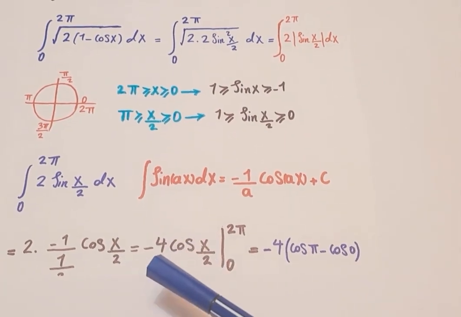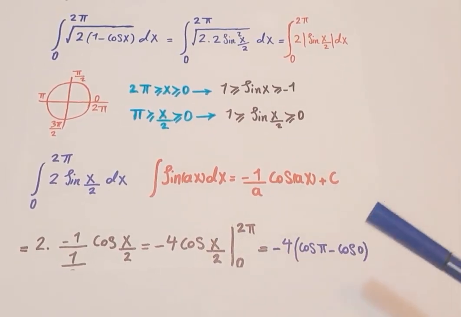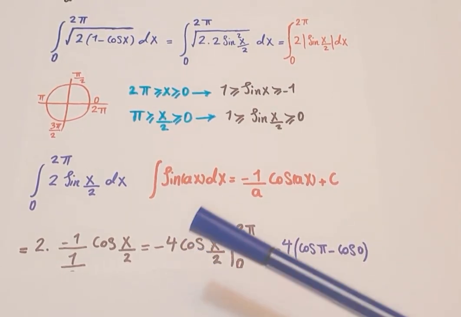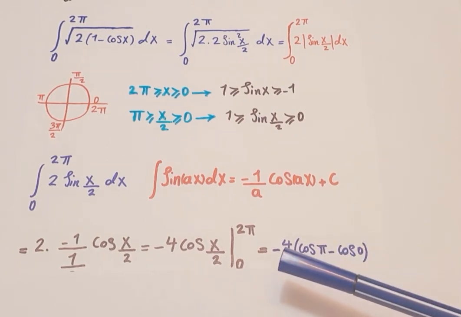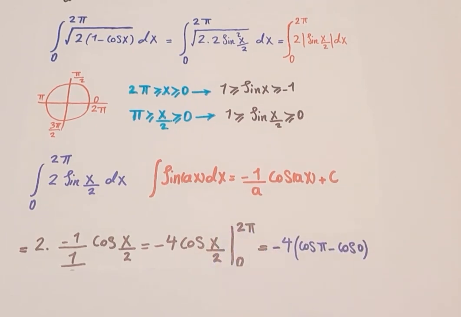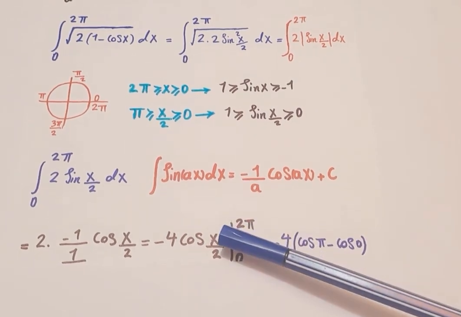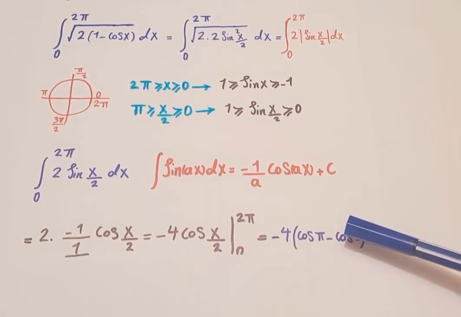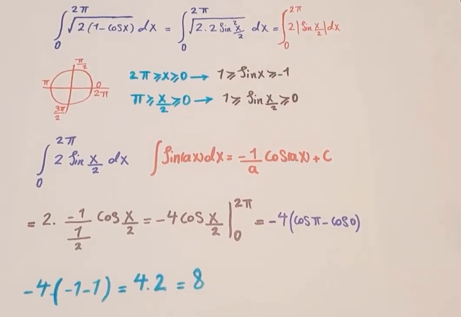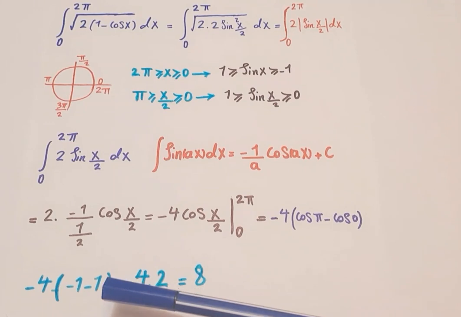and the final answer will be equal to minus 4 times cosine of x over 2 from 0 to 2 pi, and we put 2 pi in our function and 0 in our function, and we subtract them. So I can factor minus 4 times cosine of 2 pi over 2, that's equal to pi. So I can write cosine of pi minus, if I put 0 here, cosine of 0. And you know that the cosine of pi is negative 1, and cosine of 0 is positive 1, and we have negative here.